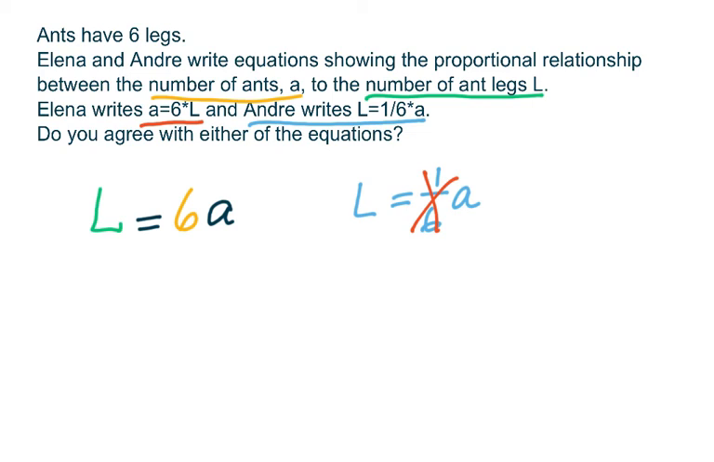If we wanted to write an equation that starts with A equals, we can. I'll start with mine and just divide on both sides. And so I would have A equals, and on the other side I would have 1/6 times L. In other words, if I want to find the number of ants, I would take the total number of legs and divide it by 6 or multiply it by 1/6. So actually neither of them is correct, neither Elena nor Andre, and that was the answer we should have chosen.